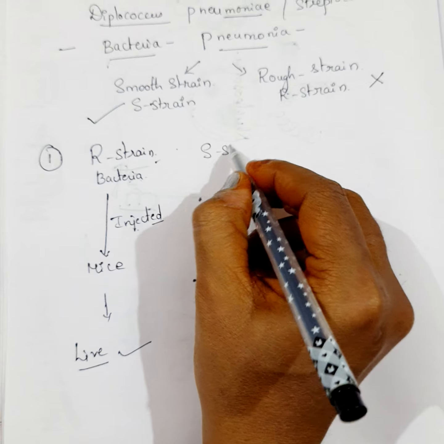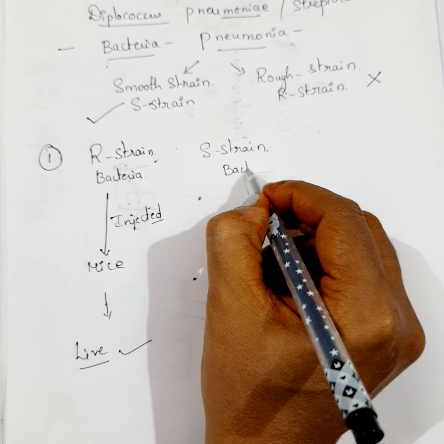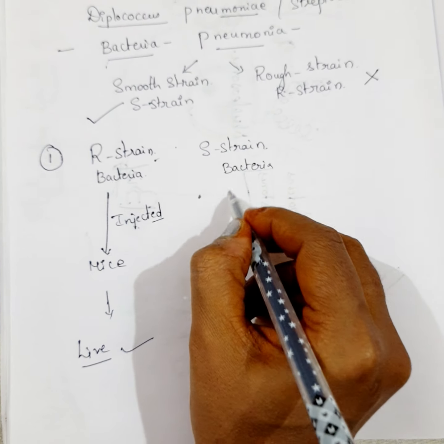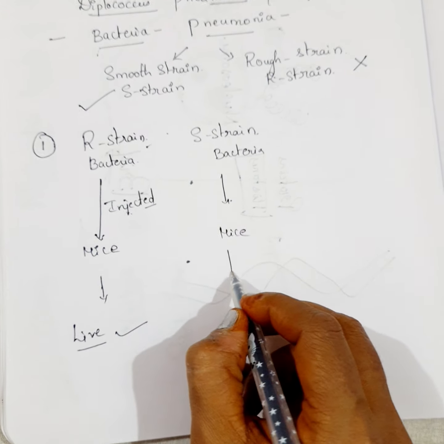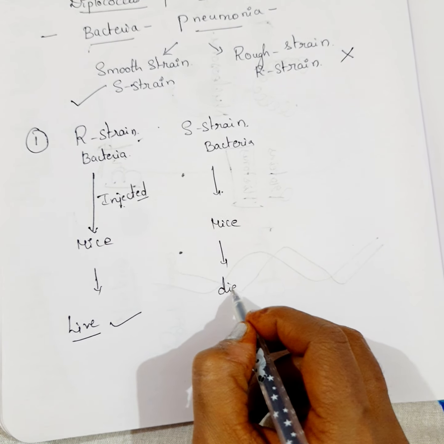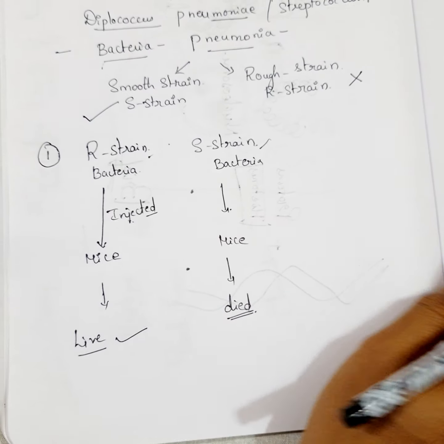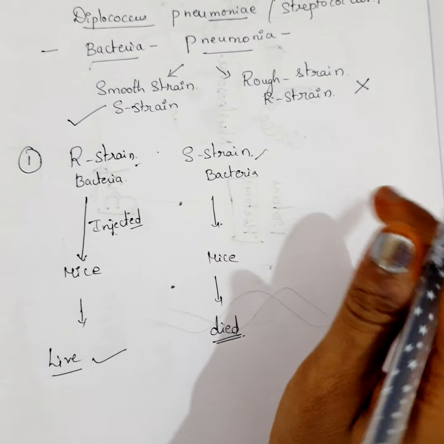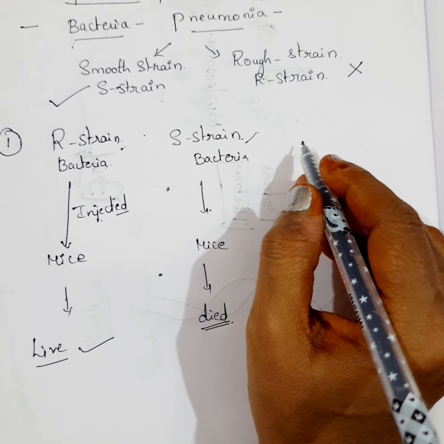Next, he took the S strain bacteria and injected it into the mice. Then he found that the mice died, because smooth strain bacteria cause the disease. Later he found that the smooth strain has certain properties of causing the disease pneumonia.